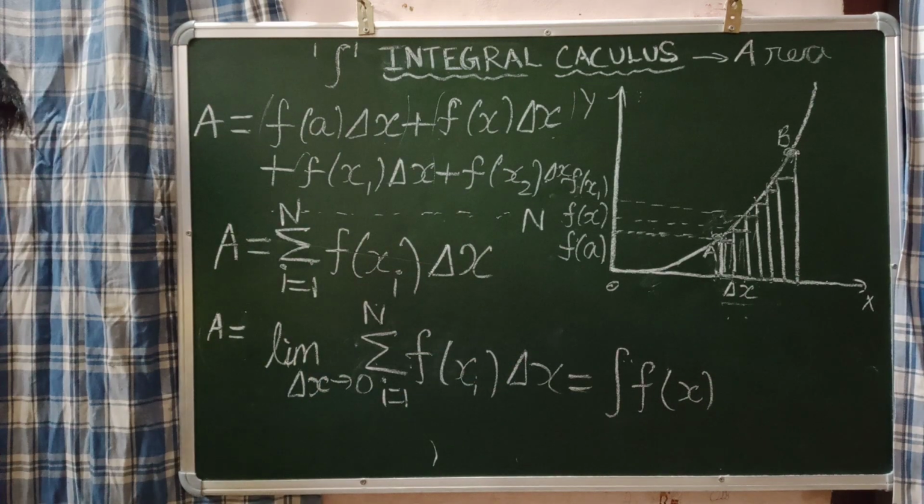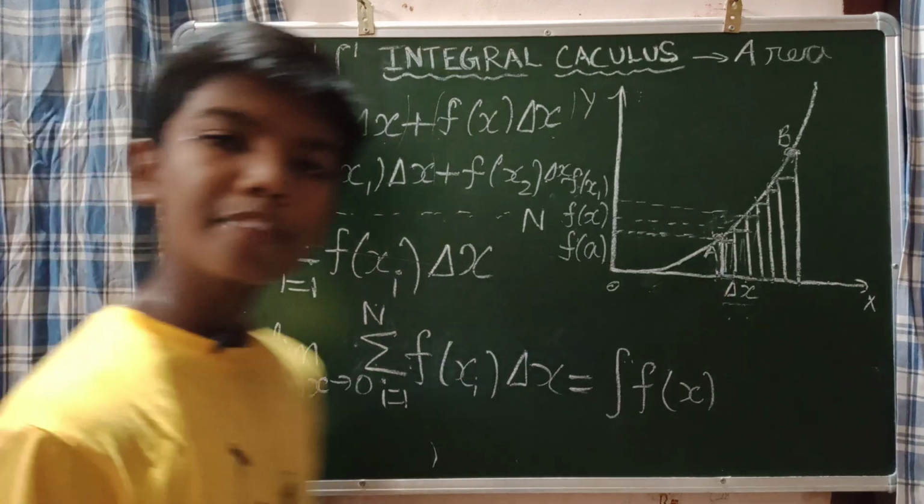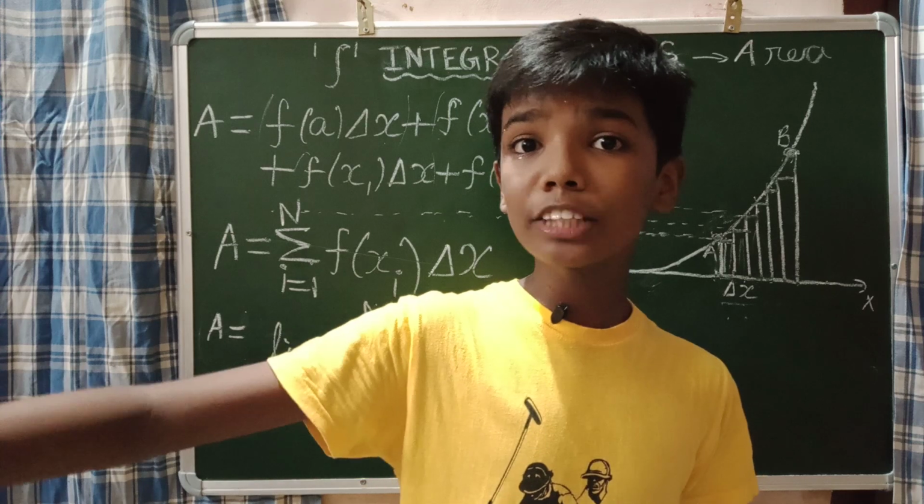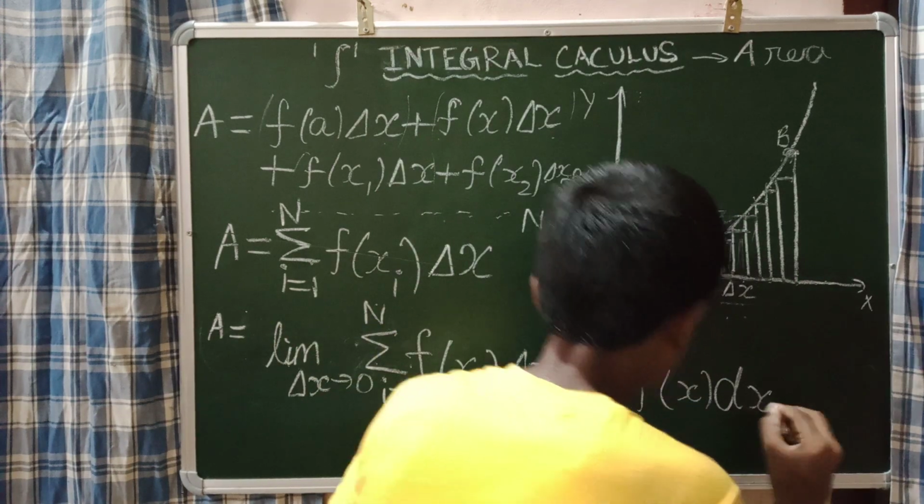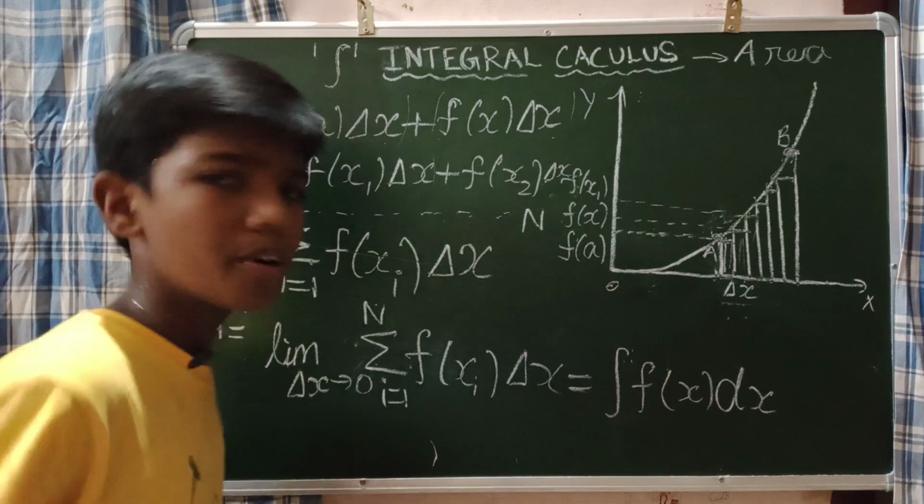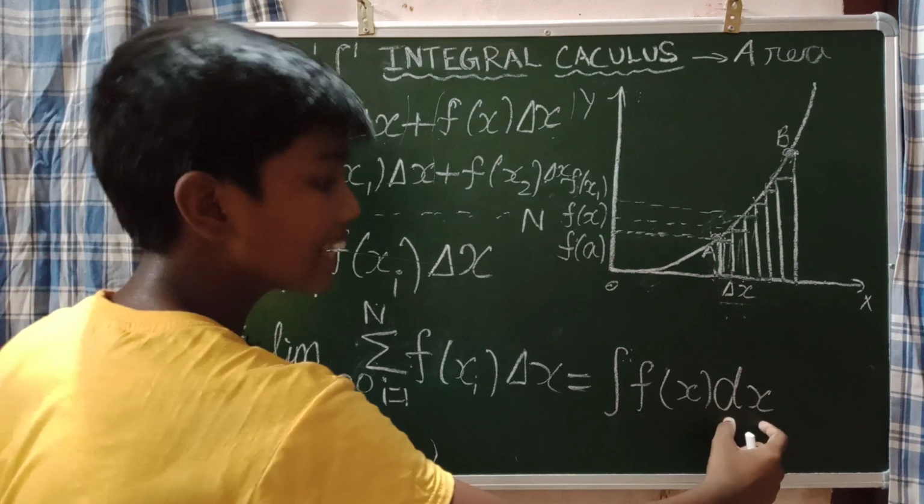But when delta x tends to 0, as you have learned in differential calculus, delta x becomes dx. So integration, this symbol is very important. This is called integration: integration of f of x dx.